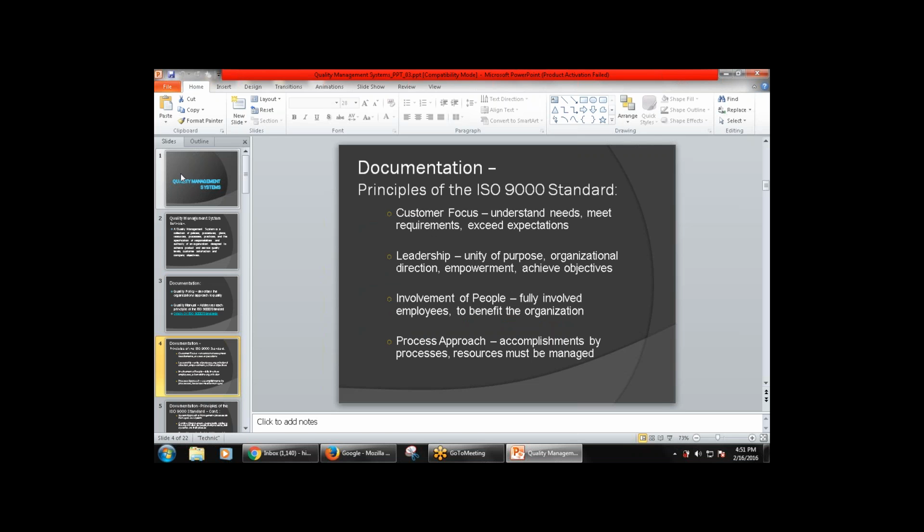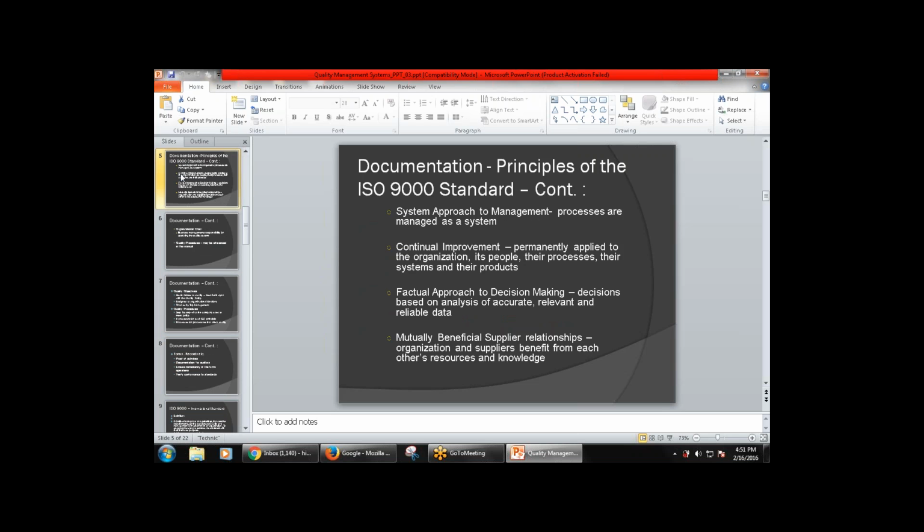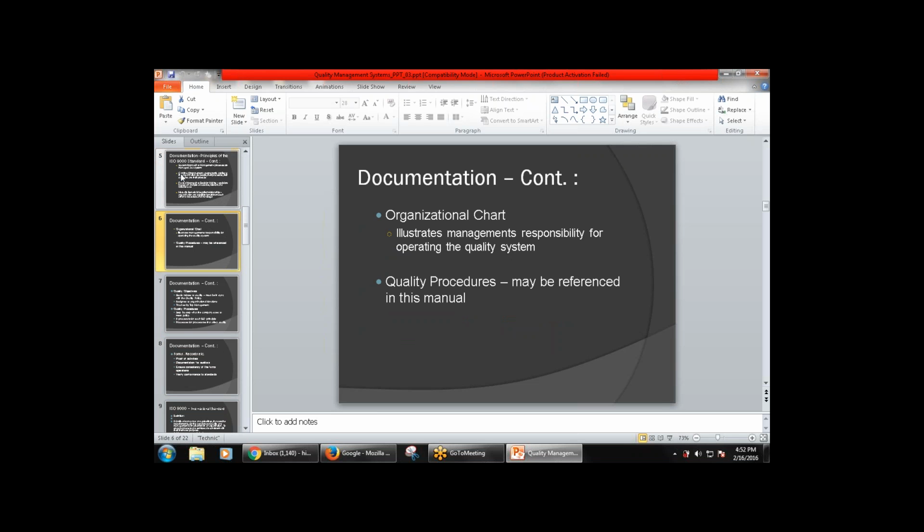Now, what are the various principles of the ISO 9000 standard? This is the customer focus, that is the main focus. Then there is leadership, then the involvement of the people, then the process approach, system approach, continual improvement, factual approach to decision making, then mutually beneficial supplier relationship. That is, the organization and the supplier benefit from each other's resources and knowledge.